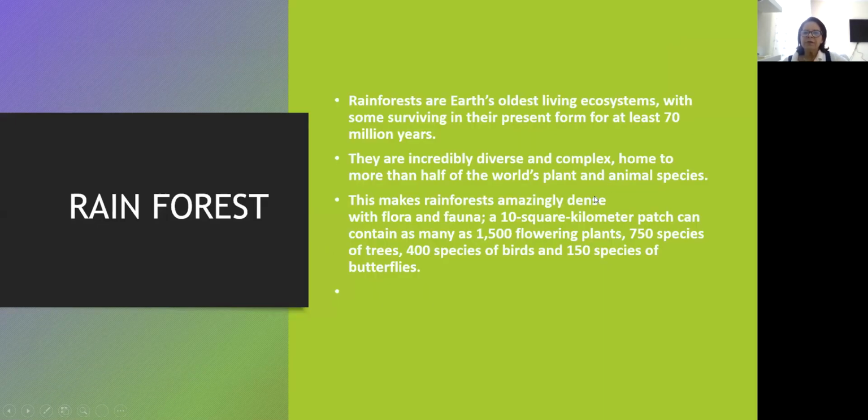So we are going to read: rainforests are Earth's oldest living ecosystems. And then we're going to talk about the diversity and complexity of this area, the kind of animals, like flora and fauna, that we can find here.